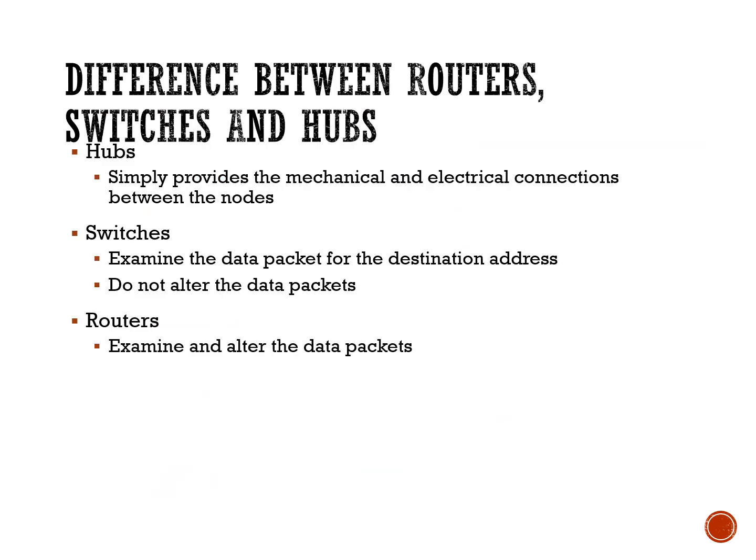What is the difference between routers, switches and hubs? Simply, hubs only provide the electrical connections. Switches, whereas, examine the packets on the basis of the data destination address and move the packets further. And routers examine and connect different segments together and move the packets according to the routing table information. They basically route the packets in the networks.